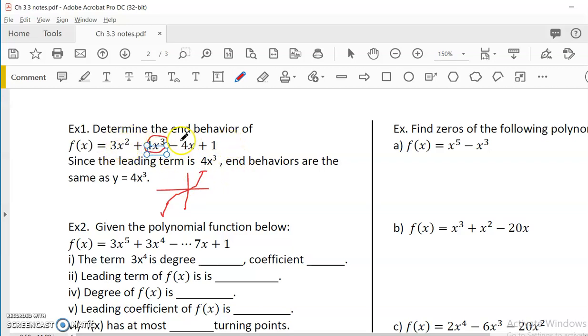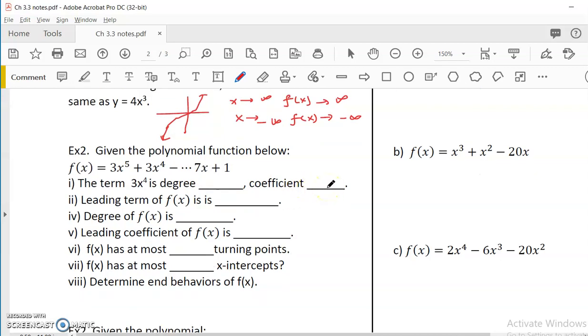It has all these other terms, minus 4x, it even has an x squared, but they do not influence the end behavior. The end behavior is primarily determined by the leading term. So we would say when x approaches infinity, f of x still approaches infinity. When x approaches negative infinity, f of x approaches negative infinity. So negative infinity means the left side.